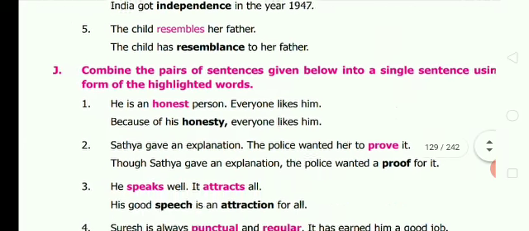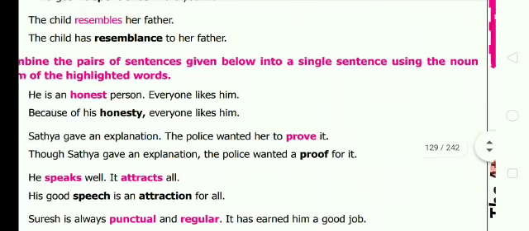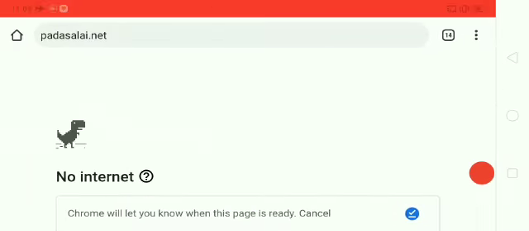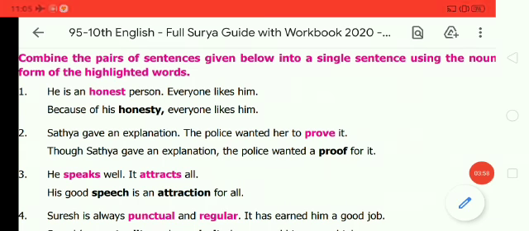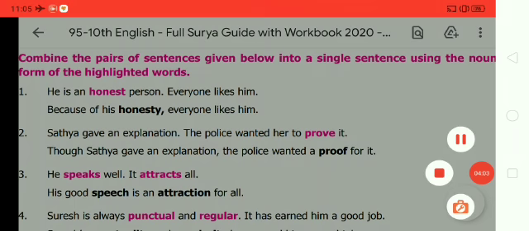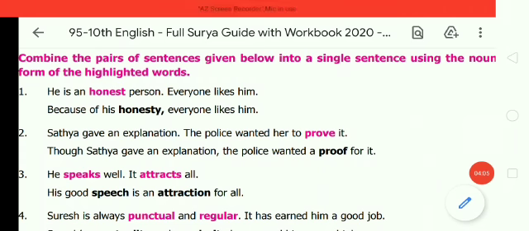Moving on to next exercise. J. Combine the pairs of sentences. First one. He is an honest person. Everyone likes him. What is the answer by combining? Because of his honesty, everyone likes him. Second one. Satya gave an explanation. The police wanted her to prove it. Though Satya gave an explanation, the police wanted a proof for it.